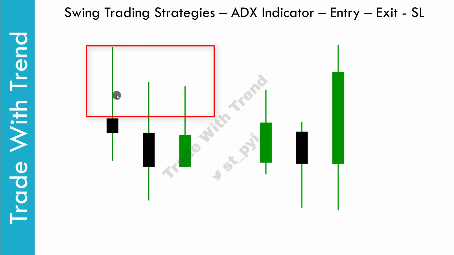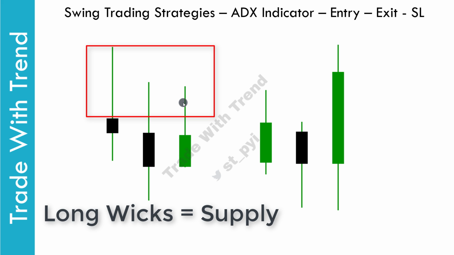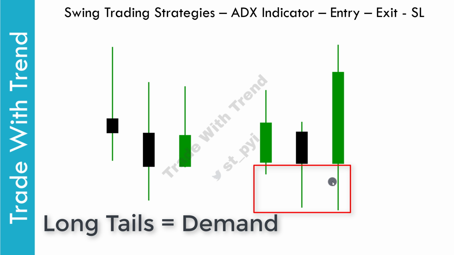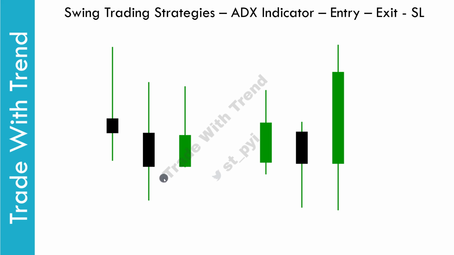This that you see here, these are long wicks of candle. Whenever you see long wicks on the upside, think resistance. Now, this that you see here, these are long tails of candle. Whenever you see this, think in terms of demand. These two basic concepts will come in handy going ahead, as a lot of price action analysis with respect to this strategy depends on wicks and tails of a candle.